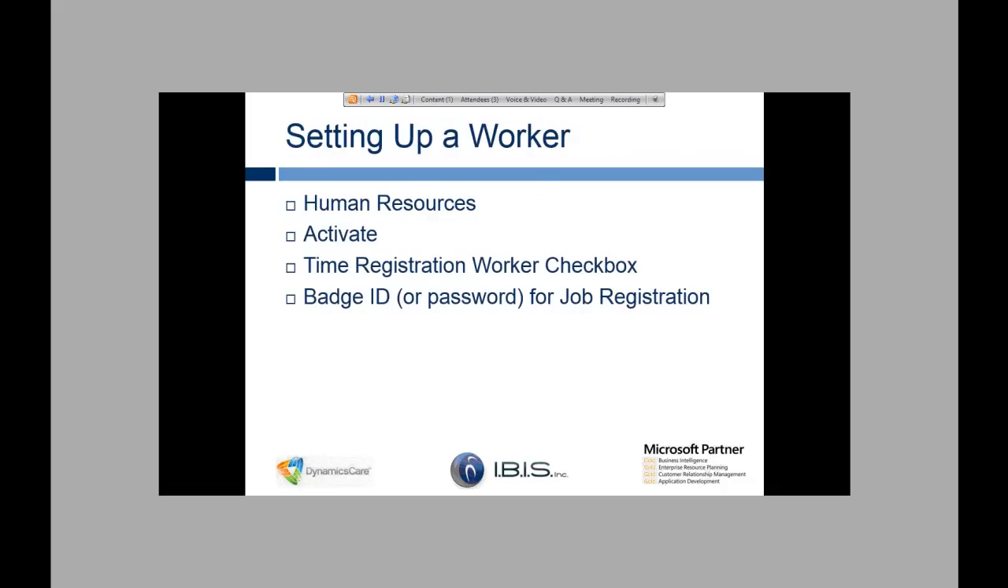So the first thing I'm going to talk about is setting up a worker. Human resources has a lot of settings for workers. I'm just going to be talking about the specifics with shop floor control. So first thing, they have to be activated, and then they have to be checked off as a time registration worker so that time can be tracked against their work. They'll also track time per order and what job they're doing. And then they need a badge ID or a password, depending on your settings, so that they can sign into the job registration user page.